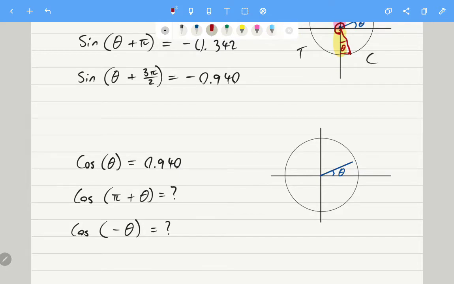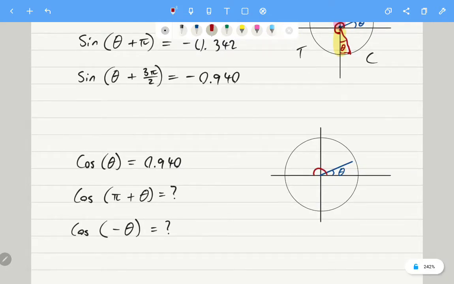Alrighty, and let's work out pi plus theta. So that's pi plus theta. And you can see there that the horizontal distance from here to here is the same as the horizontal distance from here to here, but all stations to central. Cos is not positive in this quadrant, meaning it's going to be negative, but it's the same distance, it's the same part of it, so it's still going to be 0.940.